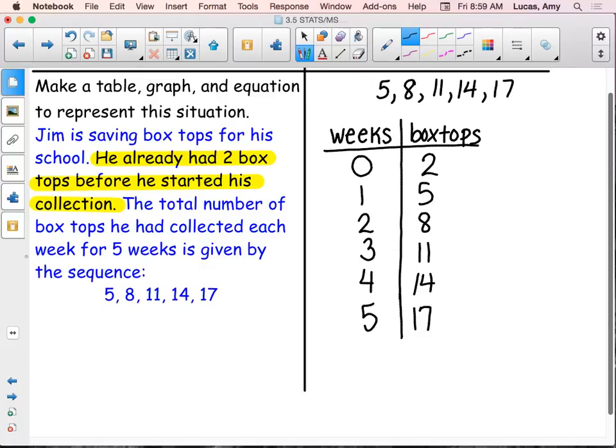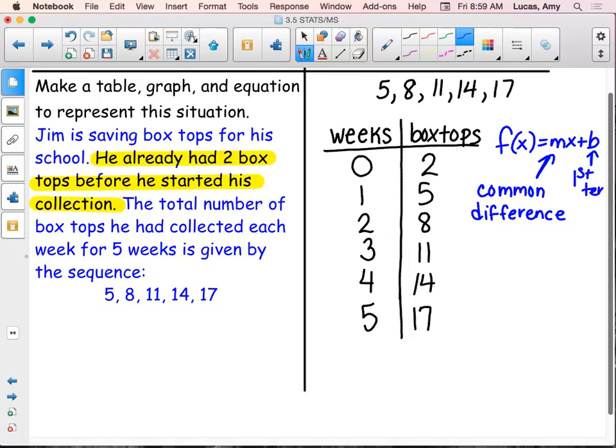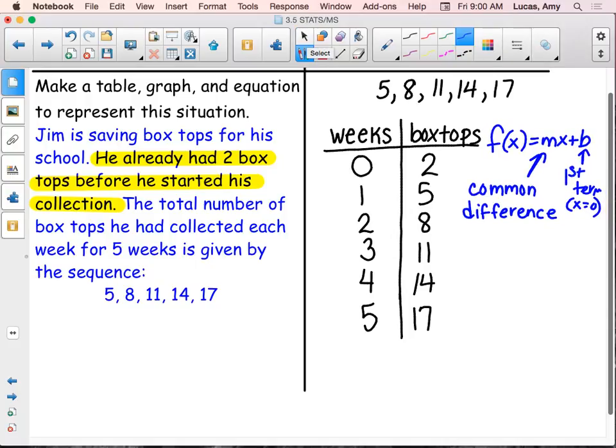So the tricky part about taking the sequence and making a table for it is that the sequence was starting with week one. And in reading the problem, we did know the value for week 0, which would be before he started his collection. So be careful and make sure that you understand this sequence, when it's written up above, because we learned how to write our equations, f of x equals mx plus b. And when we write our equations, we have our common difference and we have the first term in the sequence. And our first term, very specifically, was when x equals 0. Up here, this is when x equals 1 for 1 week. So I technically need the 0 value, which is like going backwards.